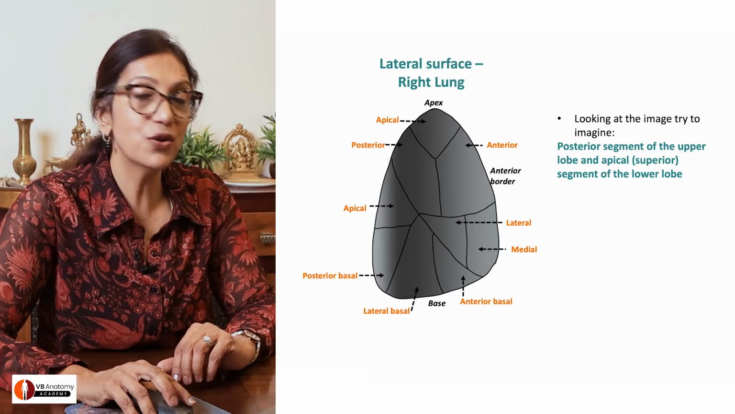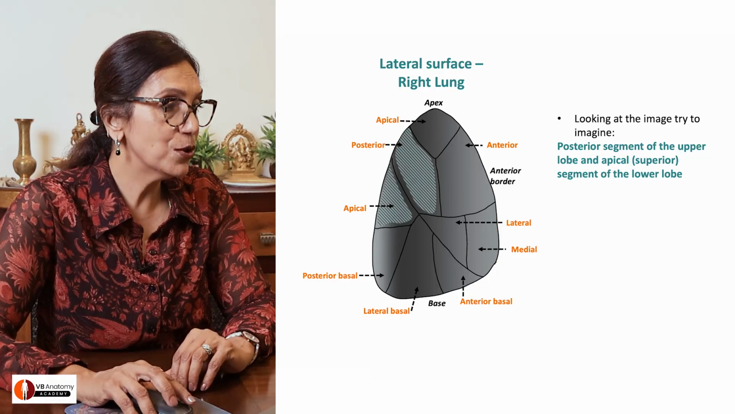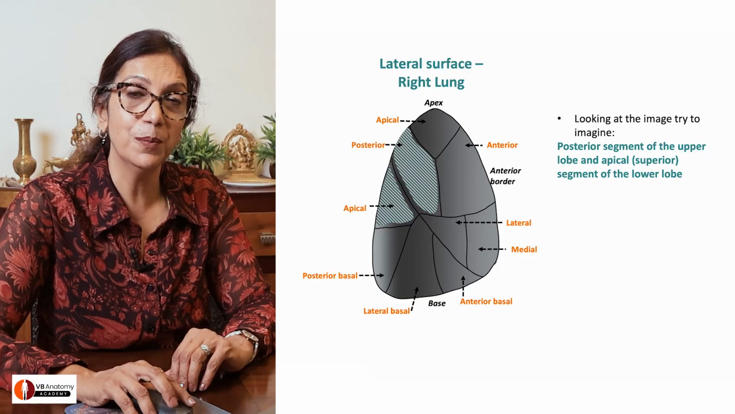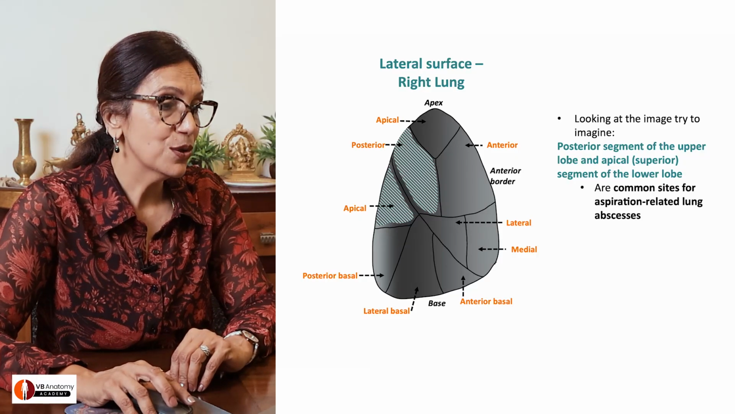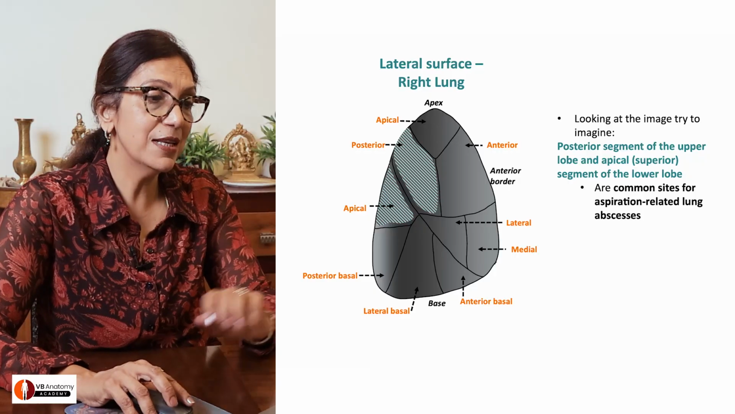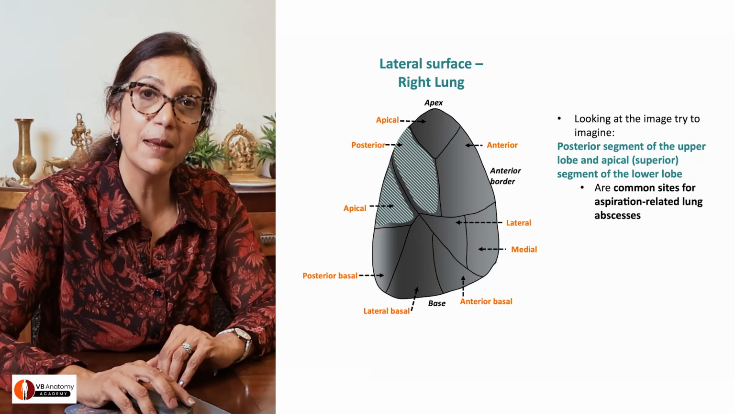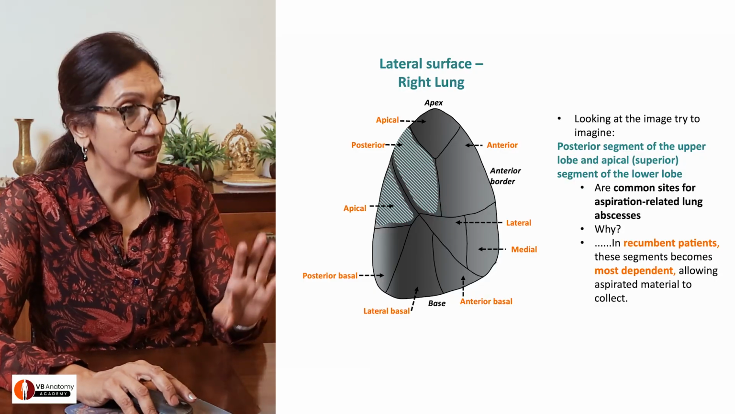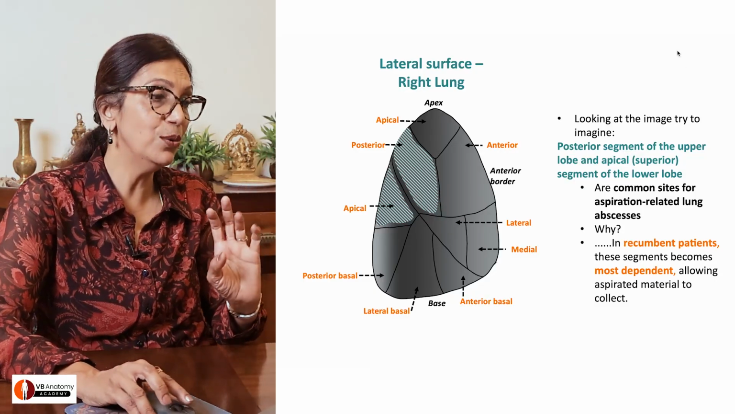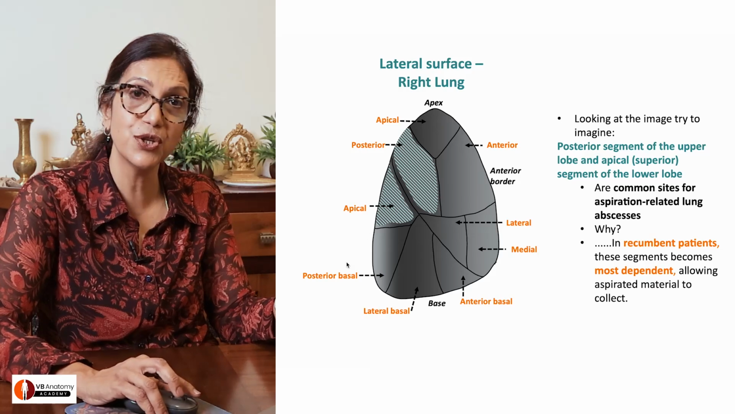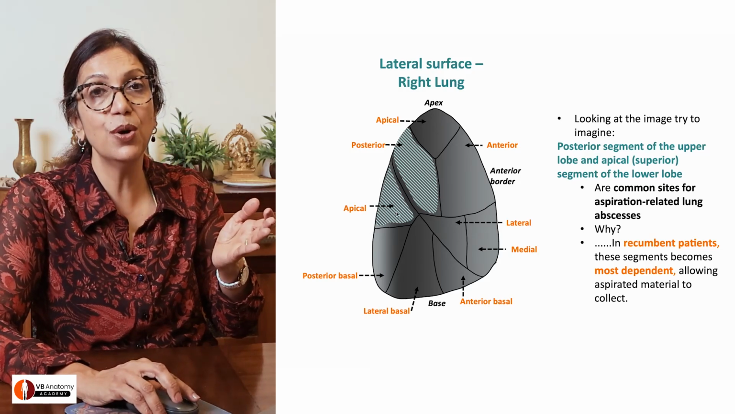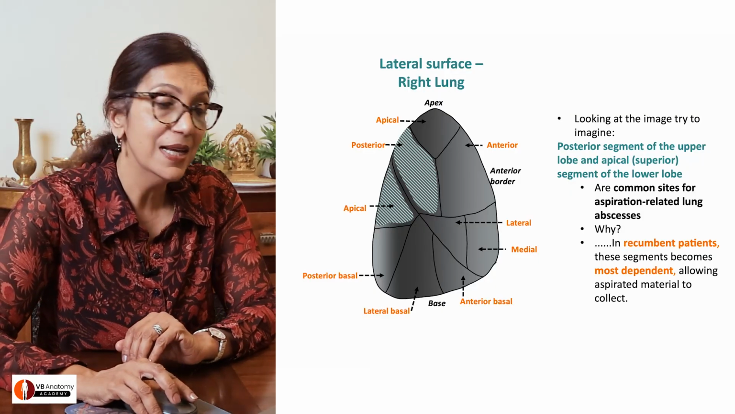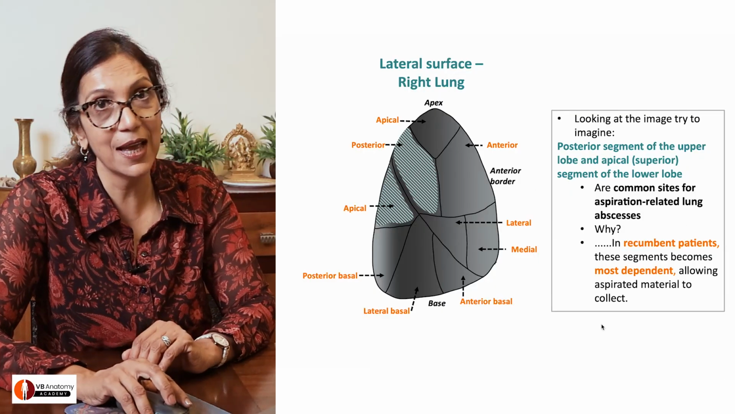Looking at the image, try to imagine the posterior segment of the upper lobe and the apical segment of the lower lobe. Right? So these are the common sites for aspiration-related lung abscesses. Why? Because they are the most dependent part. Now can you imagine a patient lying down? This is the anterior border, this is the posterior. Obviously these two are going to be the most dependent parts and therefore most commonly affected in aspiration-related lung abscesses.